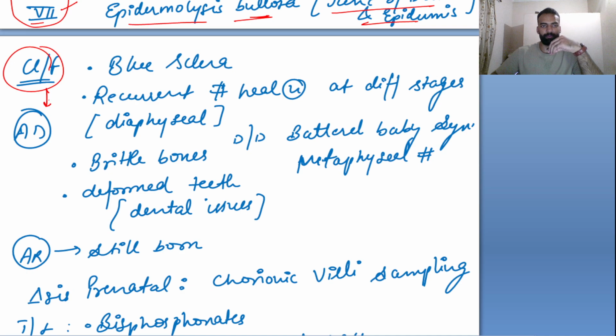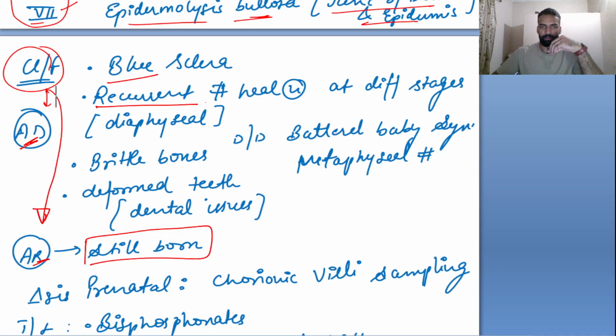This is of 2 types. If we look at the inheritance, this is of 2 types: autosomal dominant and autosomal recessive. In autosomal recessive, the patient is stillborn, but in autosomal dominant there are many defects like blue sclera due to the collagen issue in the eyes, and recurrent fractures which are diaphyseal. The differential diagnosis is Bartlett baby syndrome, which has metaphyseal fractures, and these both are at different stages.